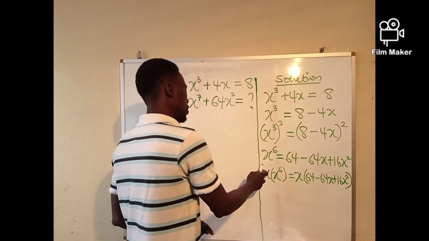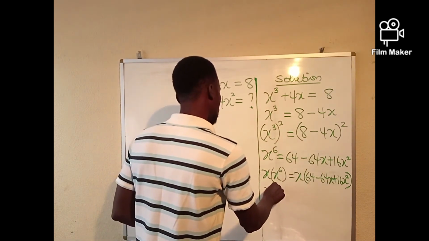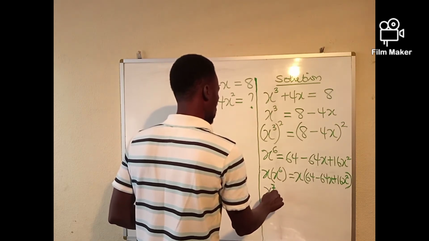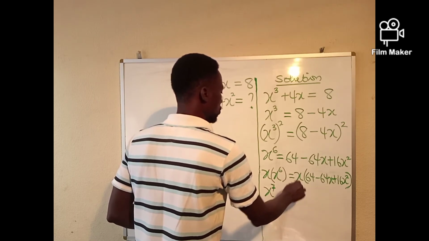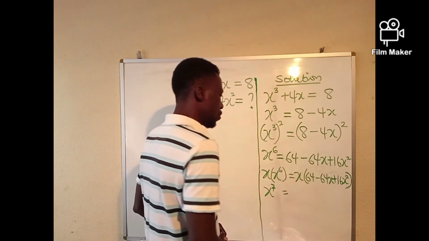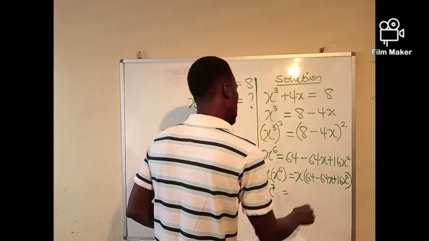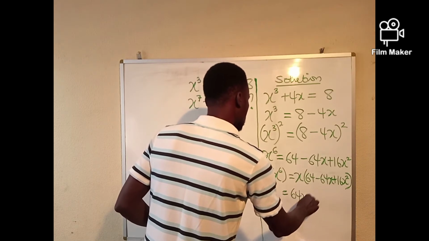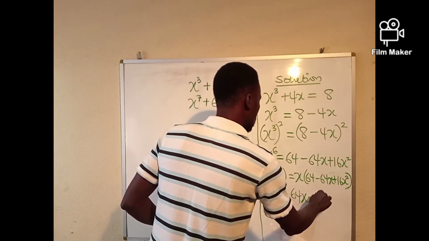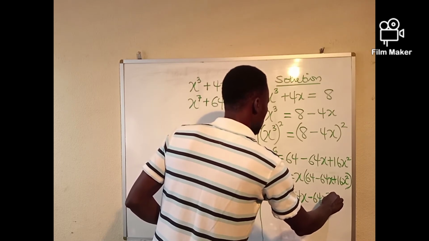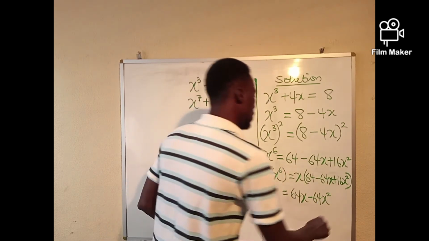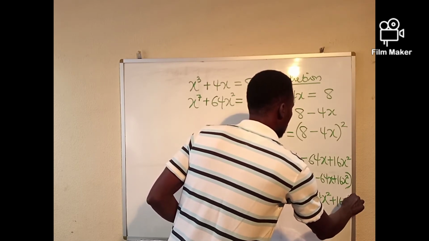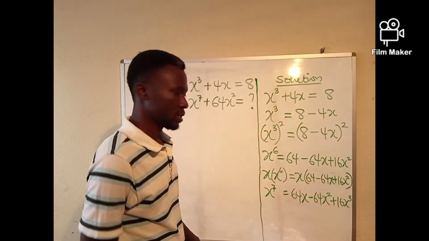So now what do we do? By distributing this x, we have x to the 7th, and then distributing this x to this trinomial, what are we going to have? We are also going to have 64x minus 64x squared, then plus 16x cubed. This is what we have, 16x cubed.